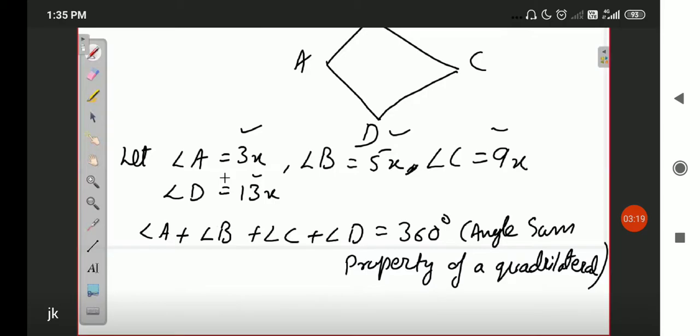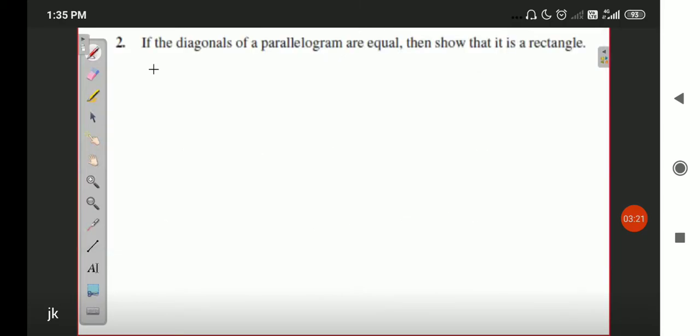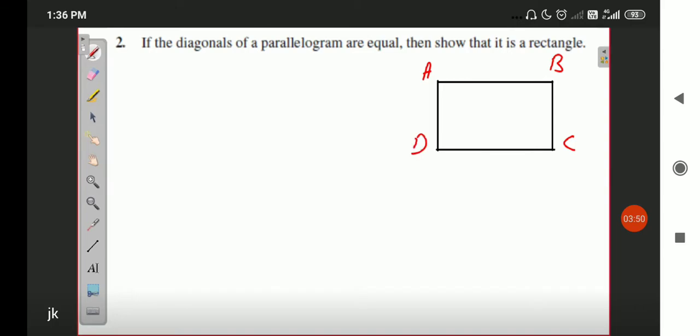Next is question number 2. Yes, it is on your screen now. Question number 2 is, if the diagonals of a parallelogram are equal, then show that it is a rectangle. So we will first of all draw a rectangle. Why are we drawing a rectangle? Because at the end of the question we are going to prove that this parallelogram is a rectangle. So we should draw it as a rectangle from the get-go so that we don't have to repeat the figure again. The question is talking about its diagonals, so we will draw its two diagonals.